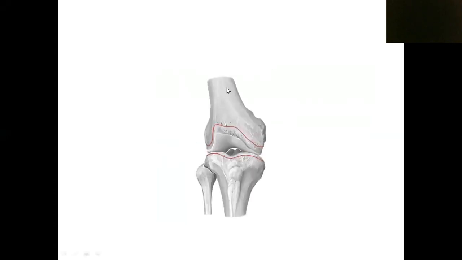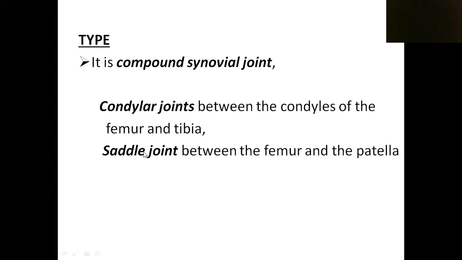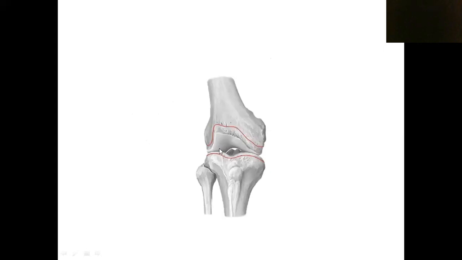See, this is the lower end of the femur, with two condyles. Now the tibia, there also we can see the condyles. So between the femur and the tibia, we have the condylar joint. Here, the anterior aspect of the femur joins with the patella. So between the femur and patella, we can see the saddle joint. The patella is a sesamoid bone, known as the kneecap.